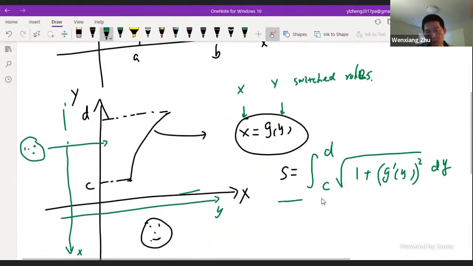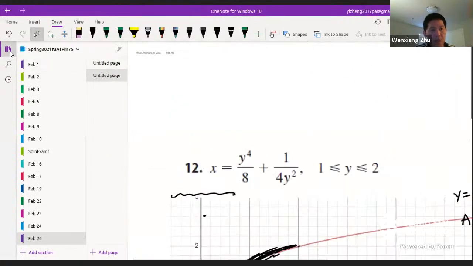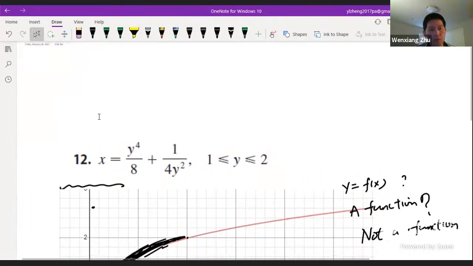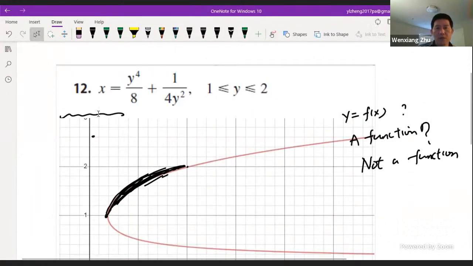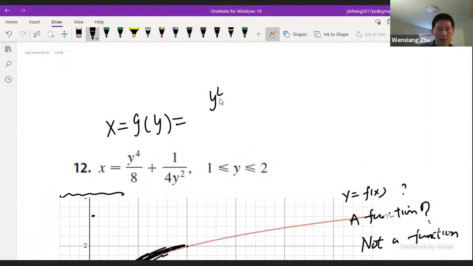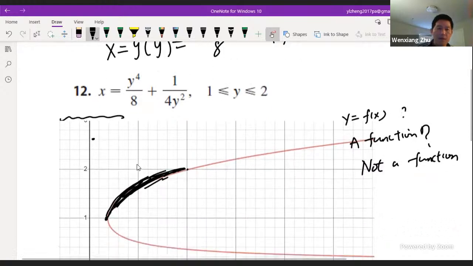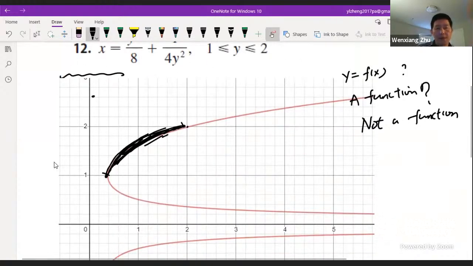So with this formula, we can go back and solve the example on the next page. We should be able to solve this one here. All I need to do is recognize this is nothing but a function. So my x is equal to g of y. g of y is given as y to the fourth over 8 plus 1 over 4y squared. And I have variable y between 1 and 2. Figure out the arc length of this one, right?